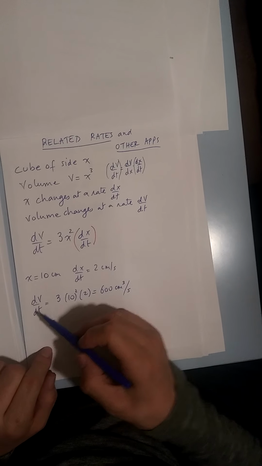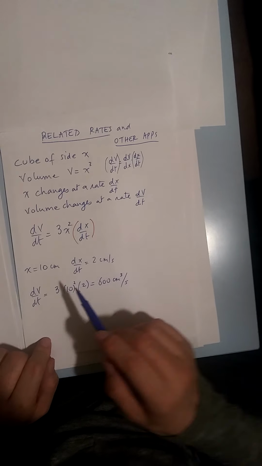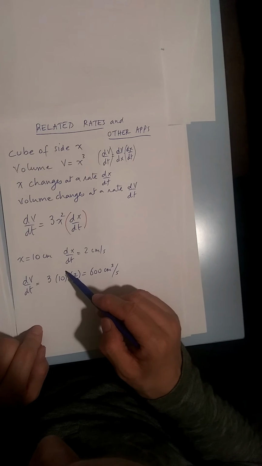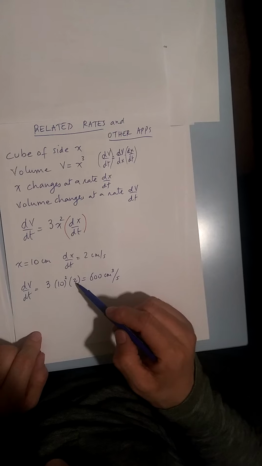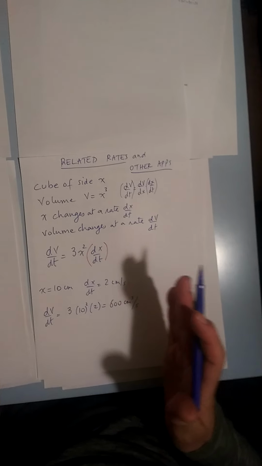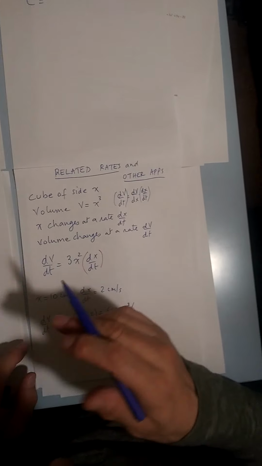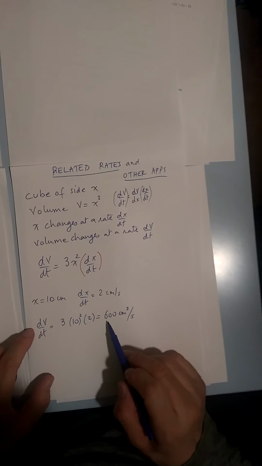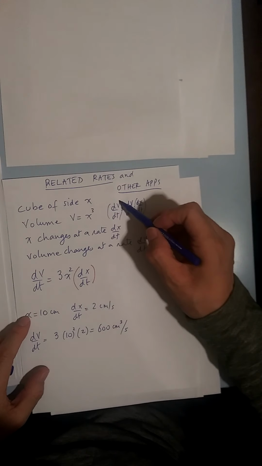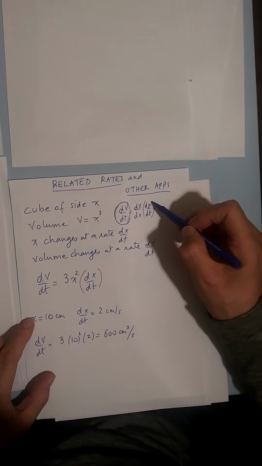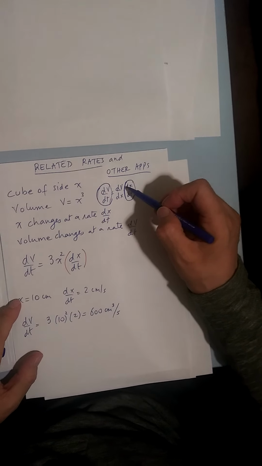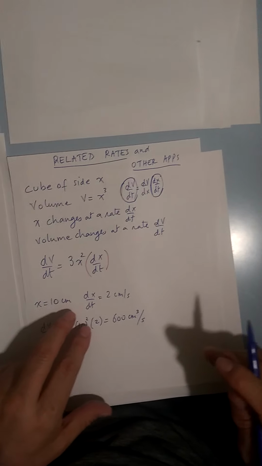So dV/dt is 3x squared times dx/dt. So you have 3, x is 10, you put 10 here, squared, times dx/dt, which is 2, and this is 600. So if the side is increasing at 2 centimeters per second, the entire volume of the cube is increasing at 600 cubic centimeters per second. So we're relating the rate of change of volume with the rate of change of x, which is the side. And that's what related rates are.